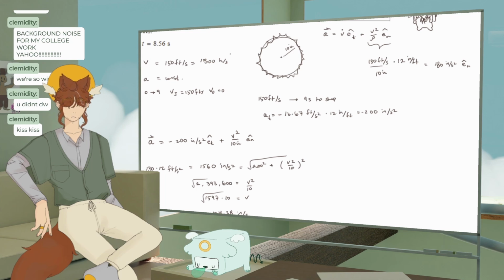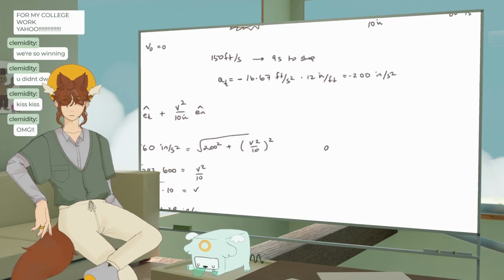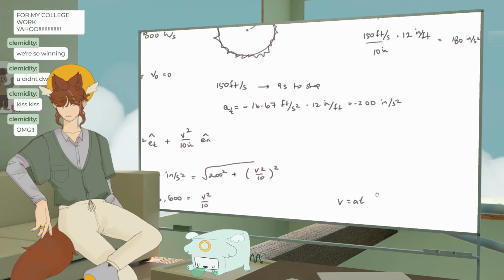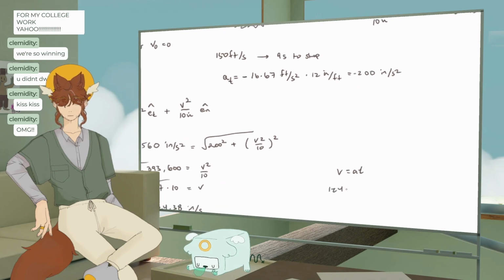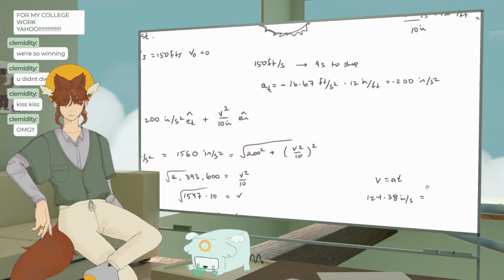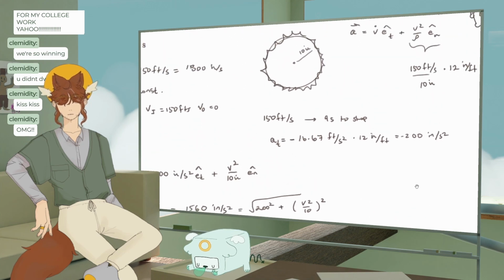Okay, so the way we do this is, if we want to try and find the time, we just say like a equals vt. No. We think? Yes. No. Maybe. There's a version of this. X equals vt. V equals at. That's the one. Okay, so v, 124.38 inches per second equals... What was our acceleration? 130 feet per second.